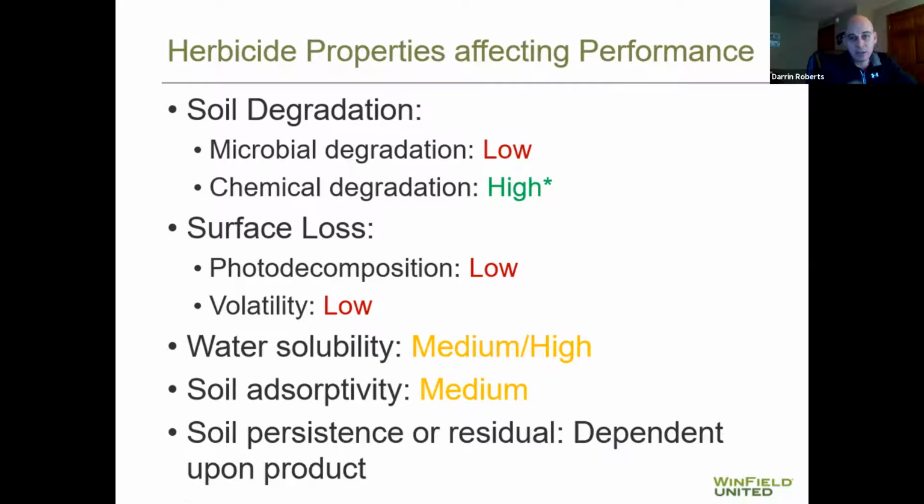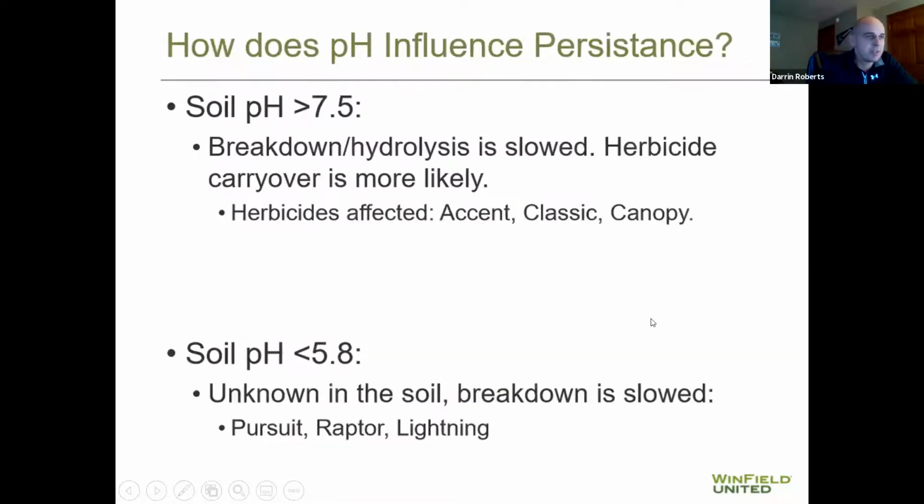As far as how these are broken down, you can see low on the microbial degradation, high for chemical degradation. We'll talk about that here on the next slide as far as soil pH. Low surface loss from photodecomposition or volatilization. And then the persistence will depend on the product. Okay, so how does soil pH influence activity in the soil or persistence in the soil?